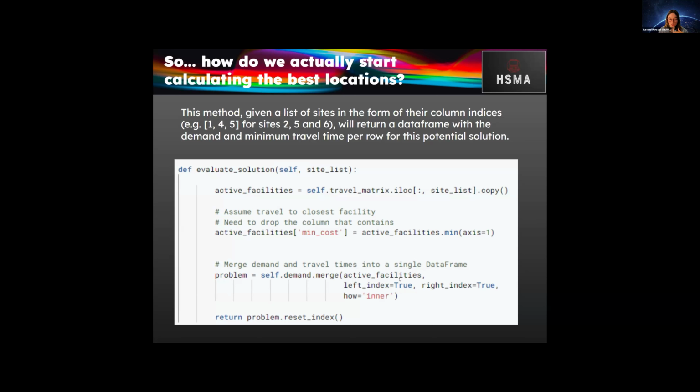It merges the demand and travel times into a single data frame, including that minimum travel time. And then it returns a data frame where, when we've used reset index here, all that's doing is going, I don't want my LSOA names or my MSOA names as an index. I want them as a column, just because it makes it a little bit easier to work with down the line.